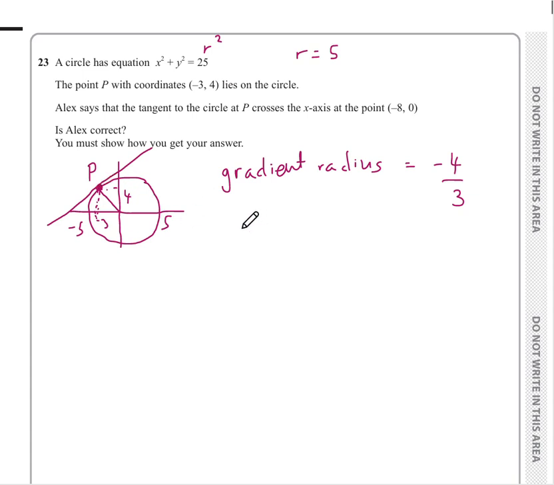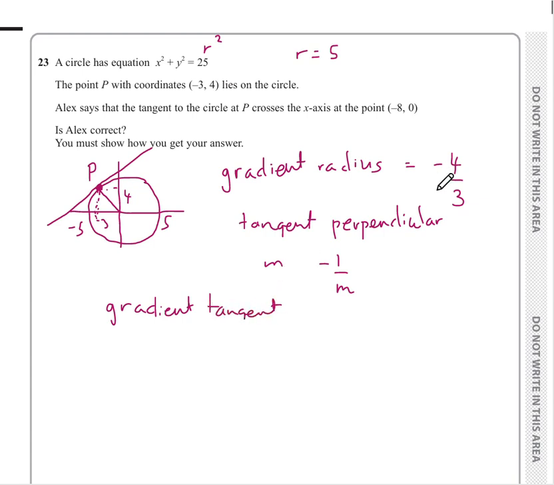The tangent is going to be perpendicular to this radius. That's a key fact you need to remember. So when we've got a gradient of a line m, the perpendicular gradient is -1/m, so the negative reciprocal. So the gradient of the tangent, therefore, we flip the fraction, change the sign, and it's going to be 3/4. Okay, it's a straight line, the tangent, so we know it's going to be of the form y equals mx plus c. And we know that m is going to be 3/4.